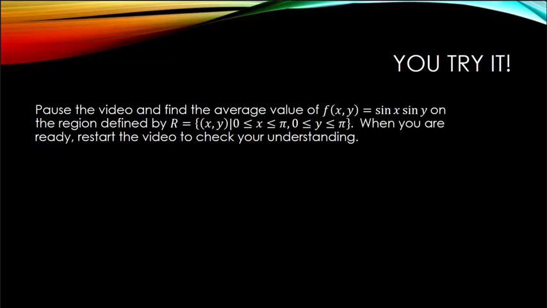So now you get to try it. Pause the video and find the average value of f of xy is equal to sine x times sine y on a region defined by R is equal to all points xy, such that 0 is less than or equal to x, which is less than or equal to pi, and 0 is less than or equal to y, which is less than or equal to pi. When you're ready, restart the video to check your understanding.